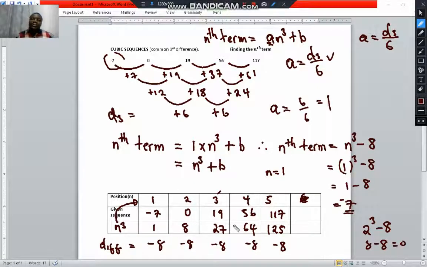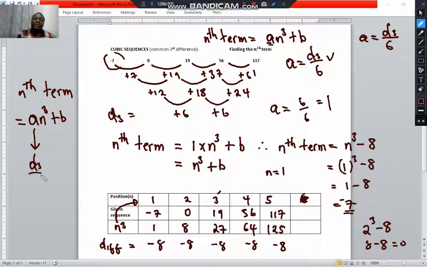We'll look at that more in the second example, but I just want you to take a few takeaways here: the nth term, the general formula of the cubic sequence, would always be equal to a times n cubed, plus b, where a is found by dividing the third difference by 6. It's always true. We'll look at why we divide by 6, and that will come later when we are more familiar with finding the nth term of a cubic sequence.